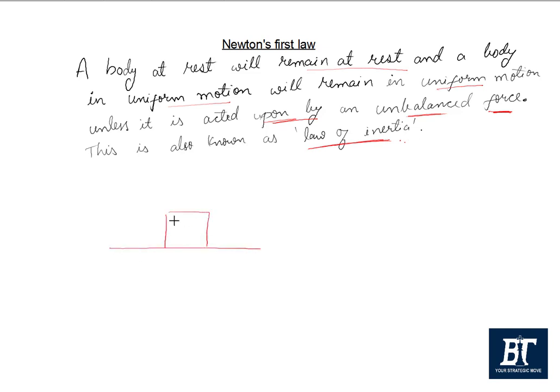So if a body is at rest, then it will remain at rest until and unless it is acted upon by an external force. And if a body is moving in a uniform motion, which implies that velocity of body remains constant, that is magnitude as well as direction of the body should remain constant, then this body will move with this constant velocity for as long as it is acted upon by an external unbalanced force.